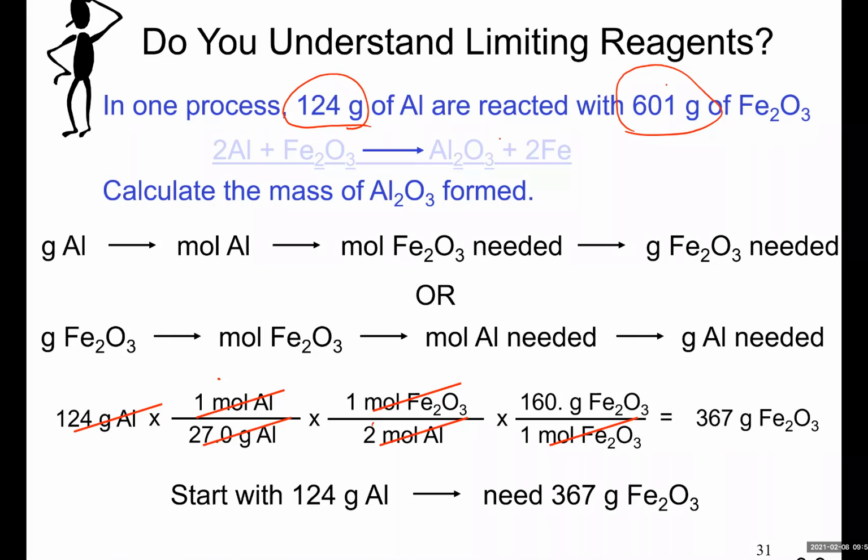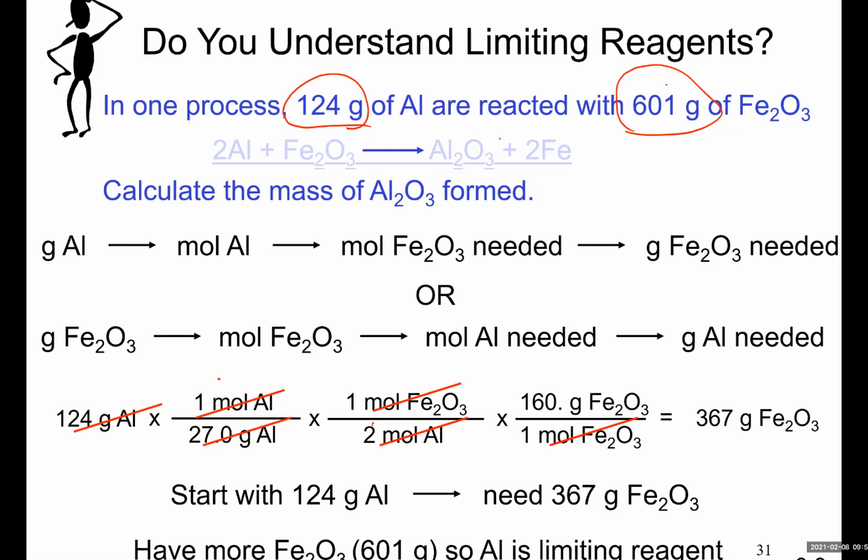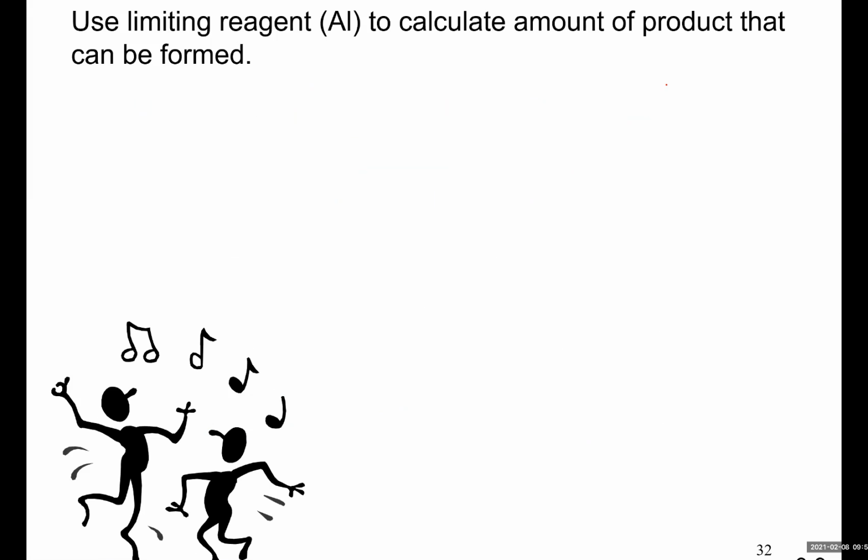To start with 125 grams Al and calculate how much Al2O3 you're going to produce. So we have more Fe2O3 than we need. That's excess. The other one, which we don't have enough of, is the limiting reagent. So now I can go back and do the calculation, basing it on the thing that is really determining the factor.